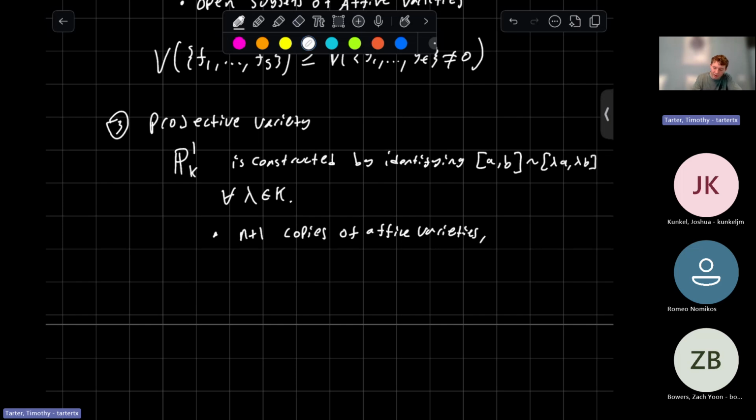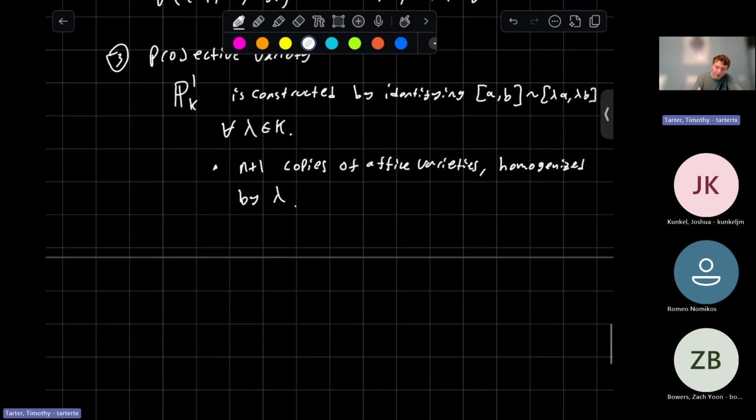and then so-called homogenized basically by lambda. What this means is that when we say homogenized, we're looking at spots where A and B don't vanish and are invertible. We're not dividing by 0. And really, A comma B corresponds in the first slot as B over A, and in the second slot as A over B.